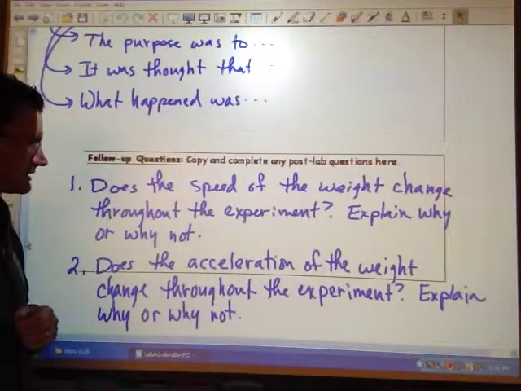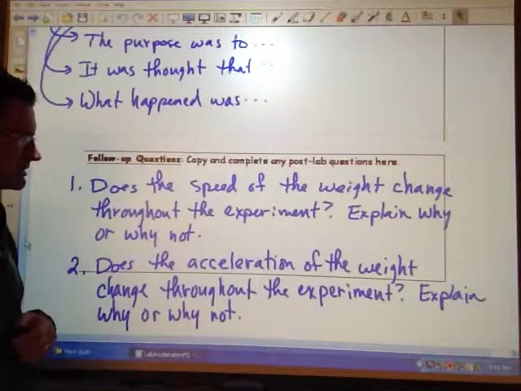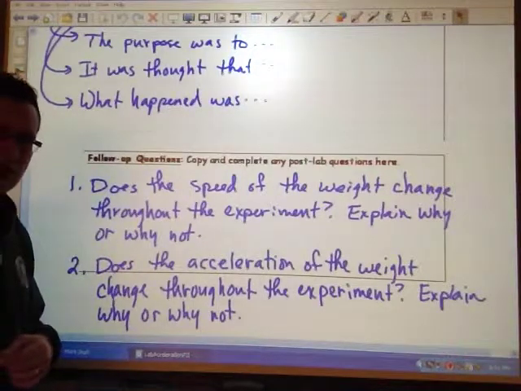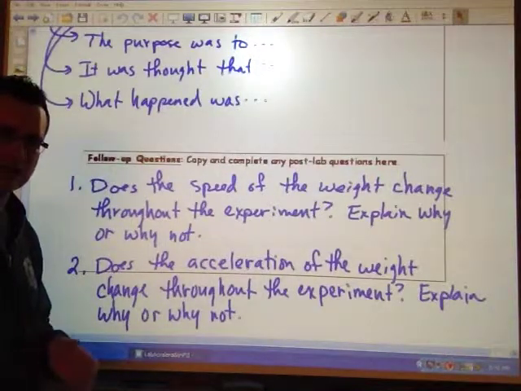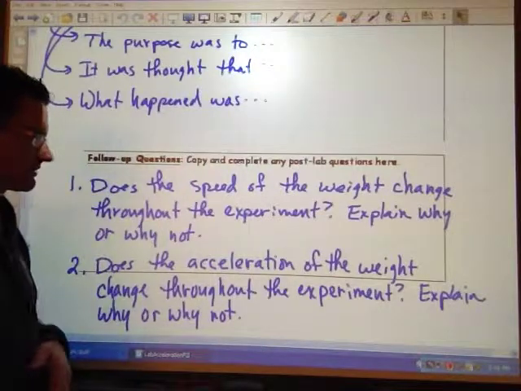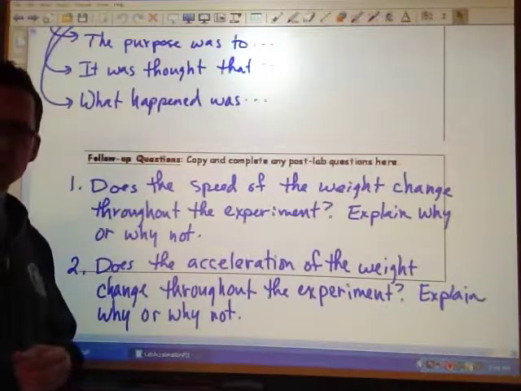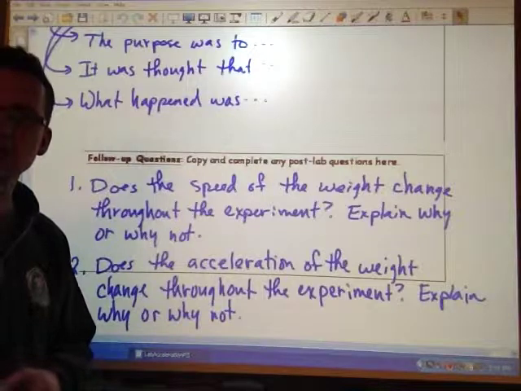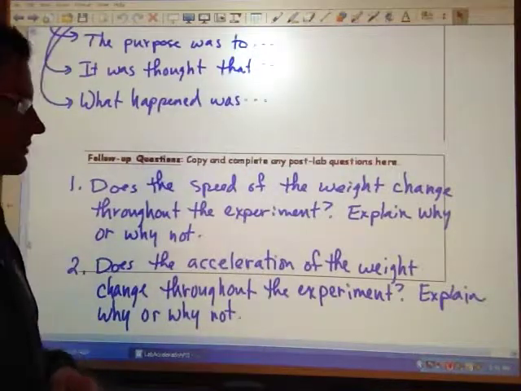And number 2, does the acceleration of the weight change throughout the experiment? Why or why not? Once again, yes or no, and then tell me a reason why. So very similar to the first acceleration lab, except this one has a little bit of a twist in terms of how you perform the experiment.